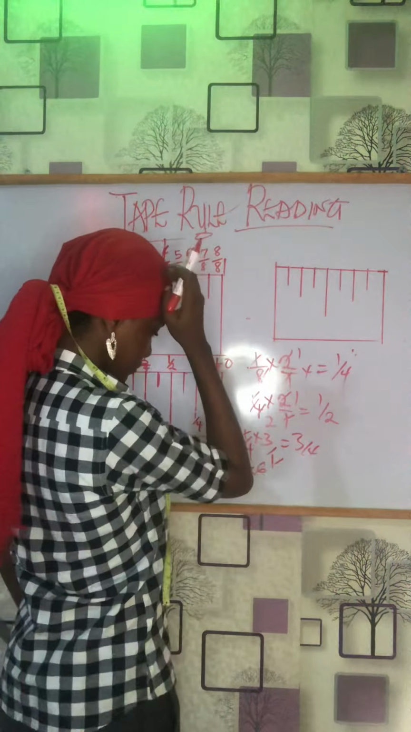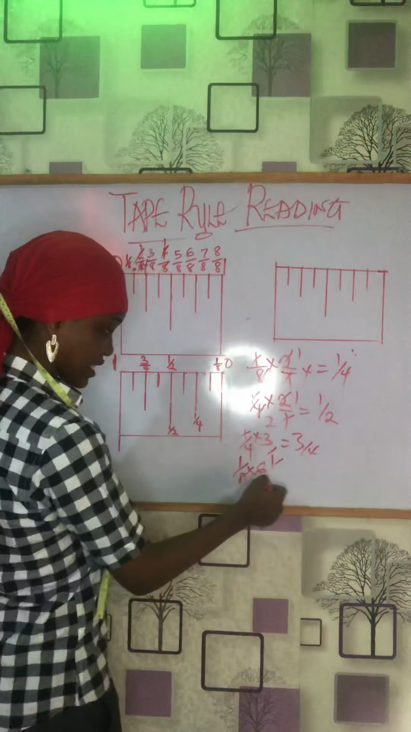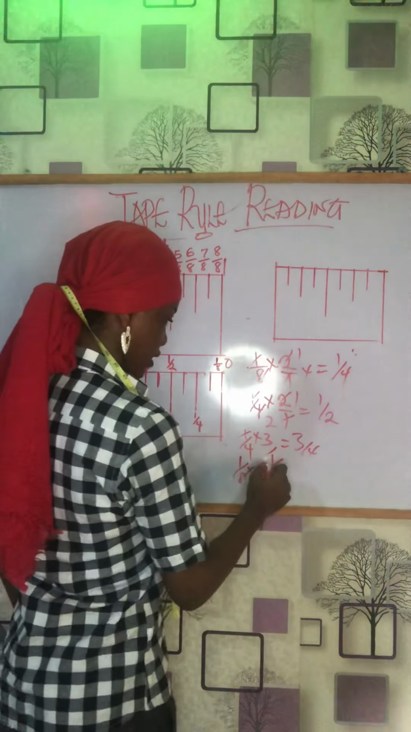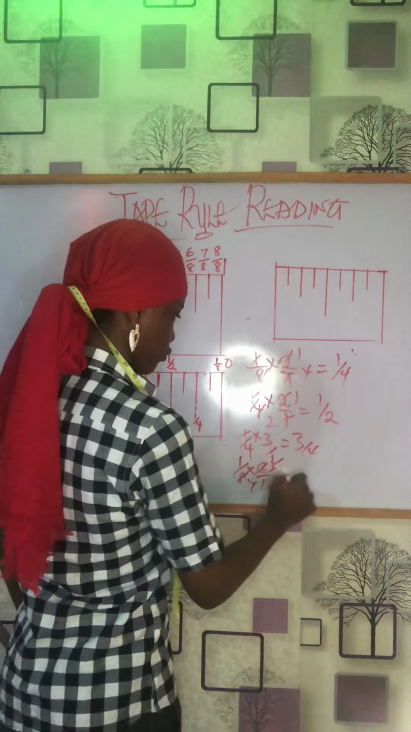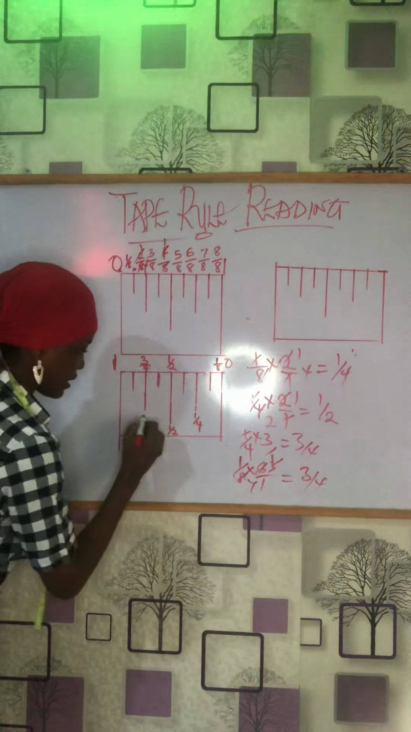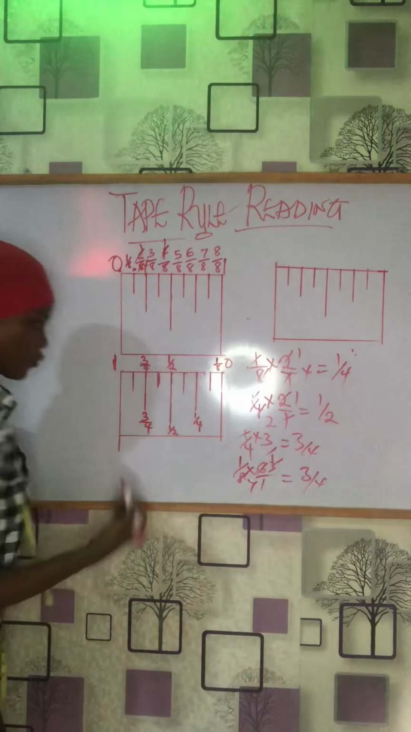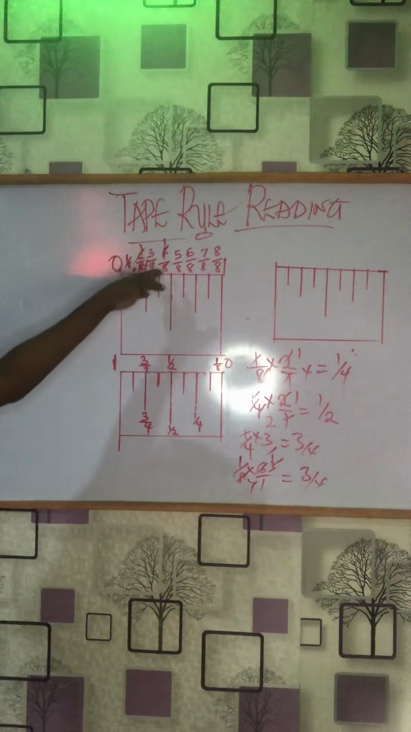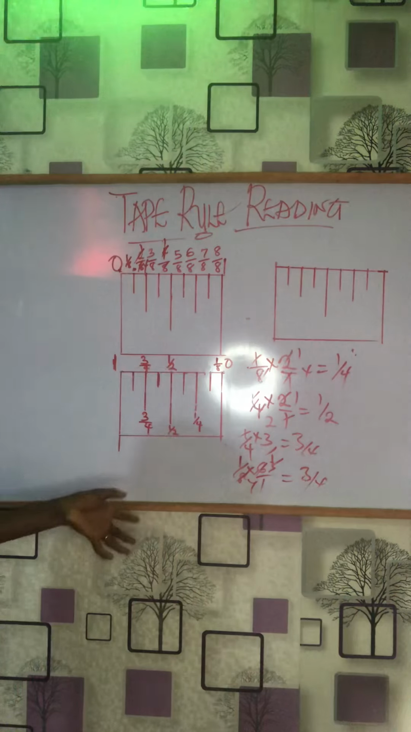If I'm to use 1 over 8 times 6, 2 here 3, 2 here 4, which will also give me 3 over 4. So this line is 3 over 4. You can see it's still the same thing, just another method of getting it.